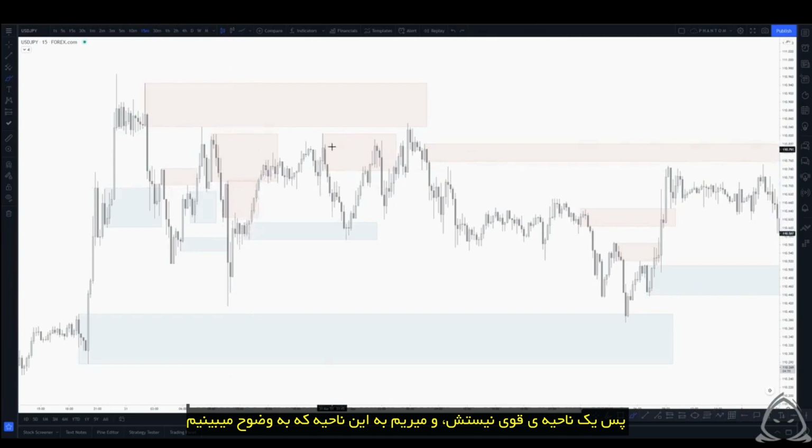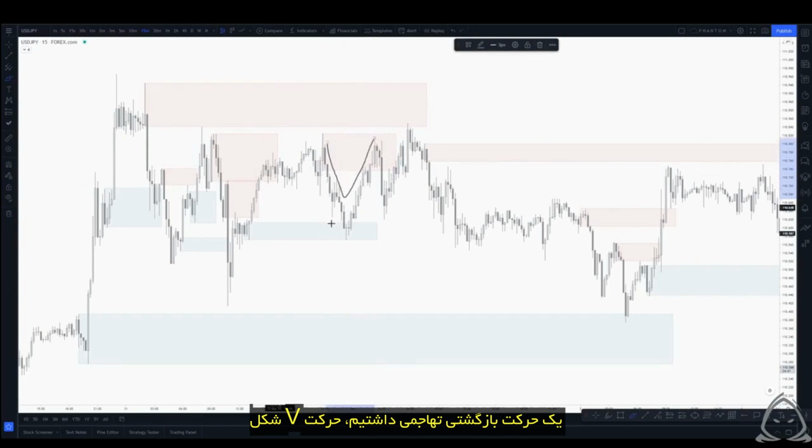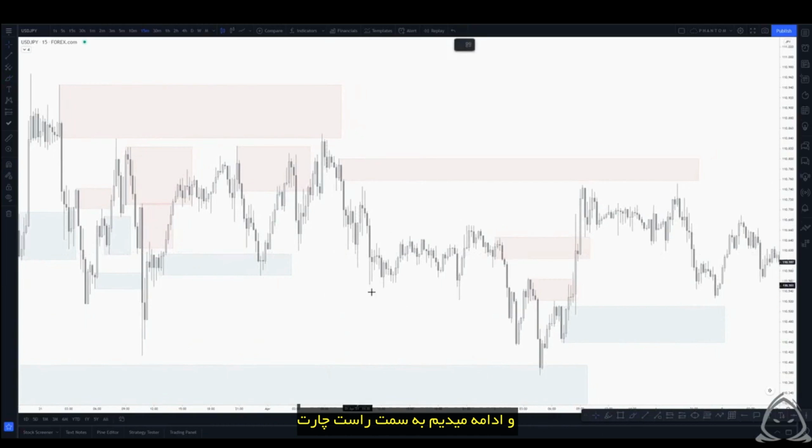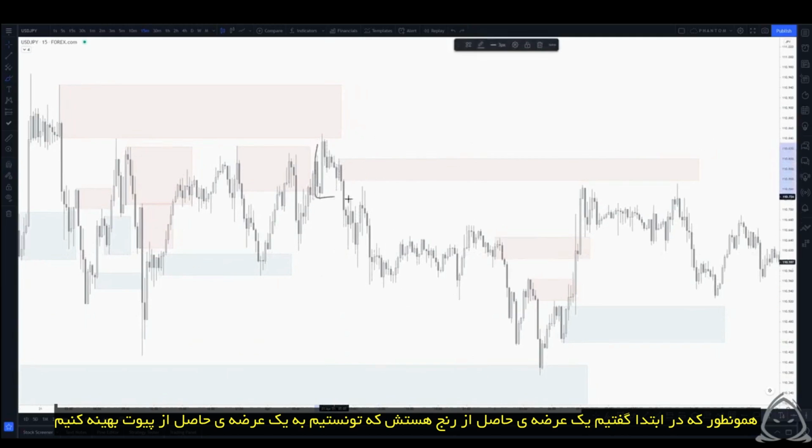So from that, conceptually, not a strong zone. Then we'll carry on to this zone, which we can very clearly see just looking at it. We had a very aggressive move back into the zone, a V return. And we'll just keep moving to the right side of the chart. This is an interesting one right here, as we had initially mentioned that this was a range created supply zone that we were able to refine to more of a pivot created supply zone.